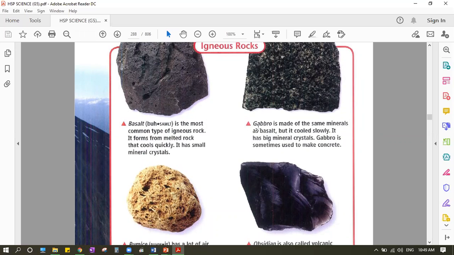Then we have gabbro, and this type of rock is actually used in making concrete. Do you know concrete? Is it intrusive? Yes, it's intrusive. Okay, does anyone want to say something?